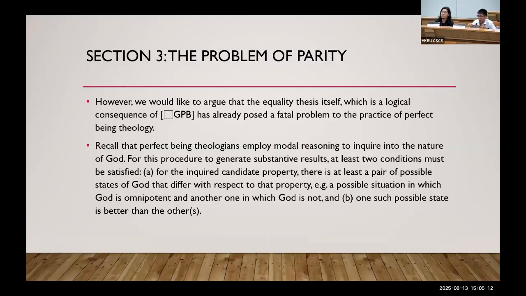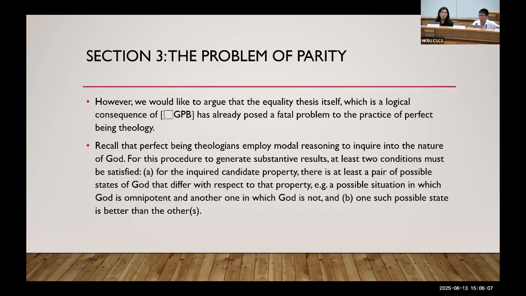Okay, so we have seen that the Speaks problem of triviality doesn't really undermine the kind of project of perfect being theology we are examining here, because there's a logical gap between box GPB and the so-called Speaks dichotomy. However, we think that there's still quite a strong objection to the project of perfect being theology, as the equality thesis itself, that is the claim that God in every world is no less great than God in any other world. So this equality thesis itself has already posed a serious problem to the practice of perfect being theology.